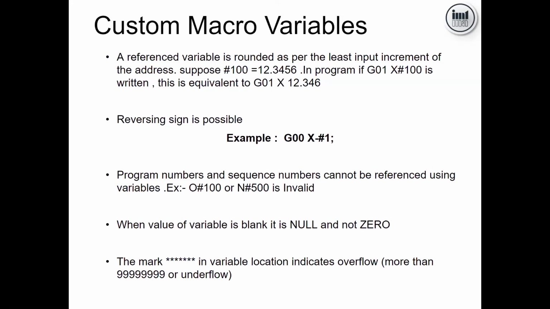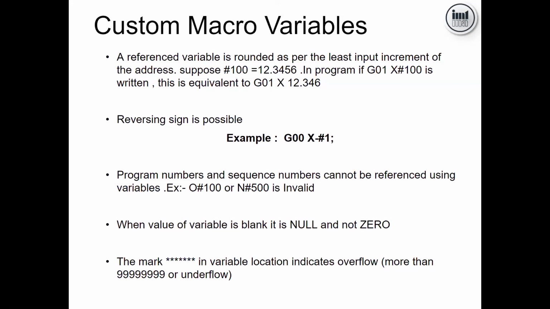When the value of a variable is blank, it is null and not zero. Whenever any hash value is not given, it is not considered as zero. You cannot consider that as zero. That is a null value. Nothing will be there. It is blank.